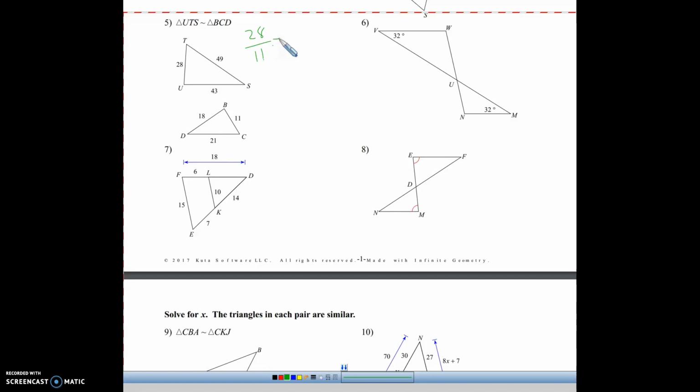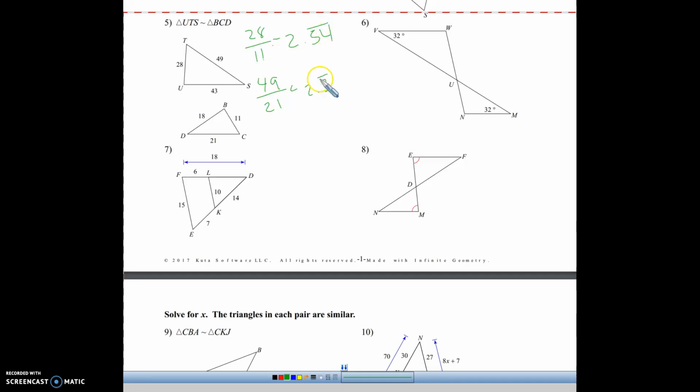And on my calculator, 28 divided by 11 is about 2.54 repeating. So I got to show that all the way through. So TS would be maybe my next one. 49. TS corresponds with CD. CD is 21. 49 divided by 21 is 2.3 repeating.